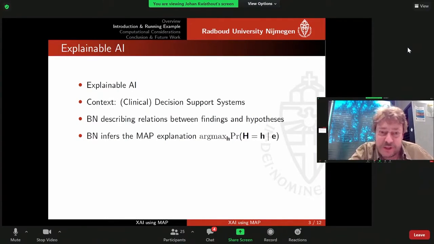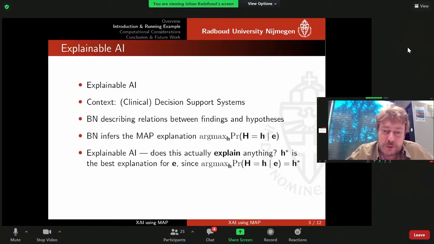It does not give insight to the human user whether the decision support system is good at its job, knows what it's talking about, and what the reasons were for seeing this as the best explanation. So the question is, does this actually explain anything? It's a sort of a circular argument.